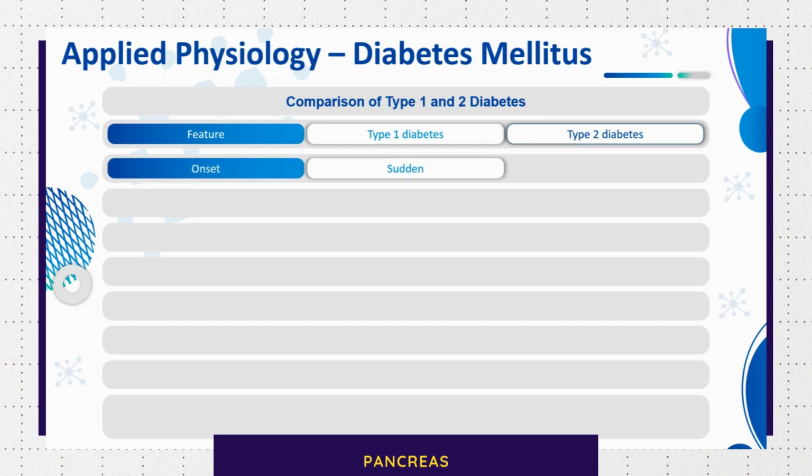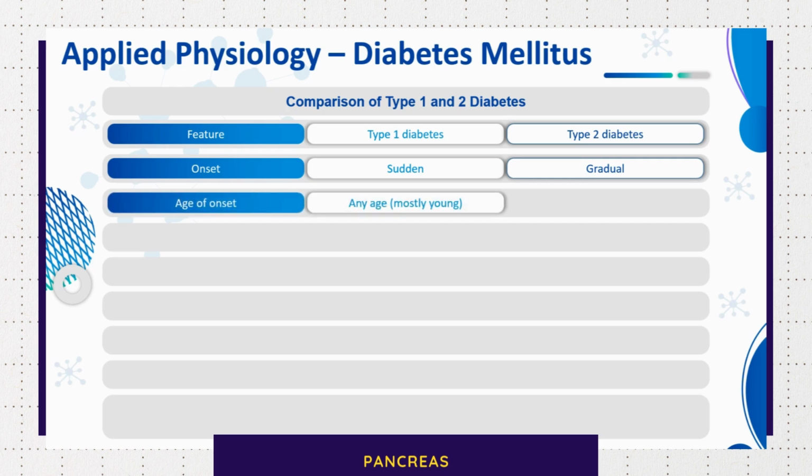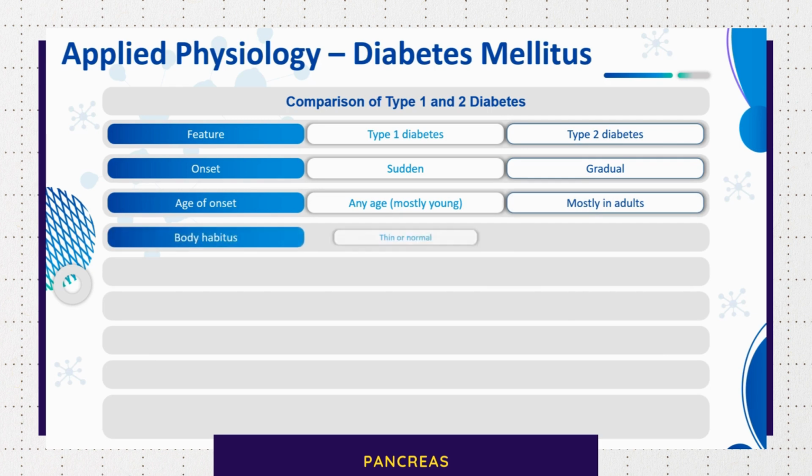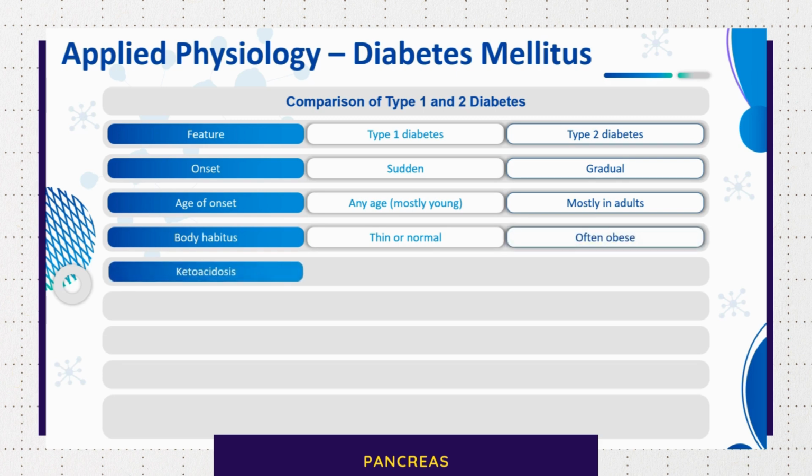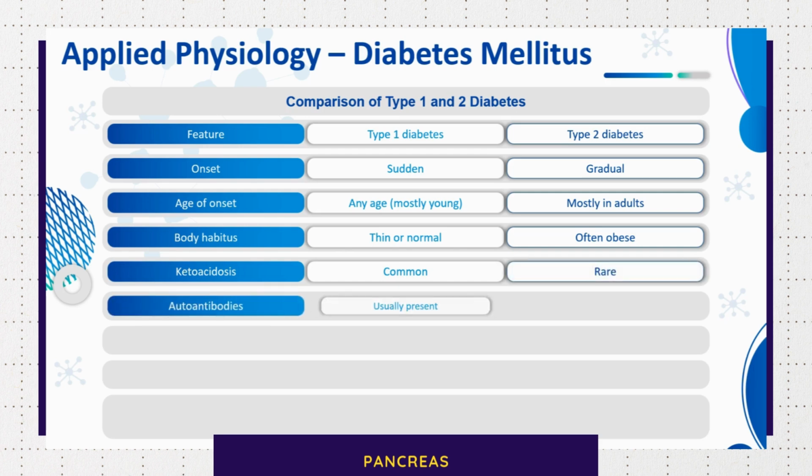Onset of type 1 diabetes is sudden, whereas type 2 can be gradual. The age of onset of type 1 is any age but mostly young, whereas in type 2 it is mostly in adults. The people having type 1 diabetes can be thin or normal, whereas those with type 2 diabetes are often obese. Ketoacidosis is common in type 1 diabetes, whereas it is rare in type 2 diabetes.